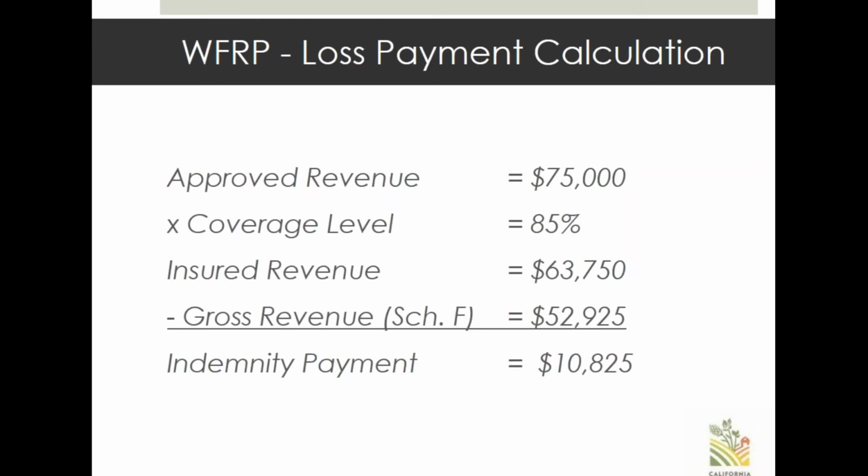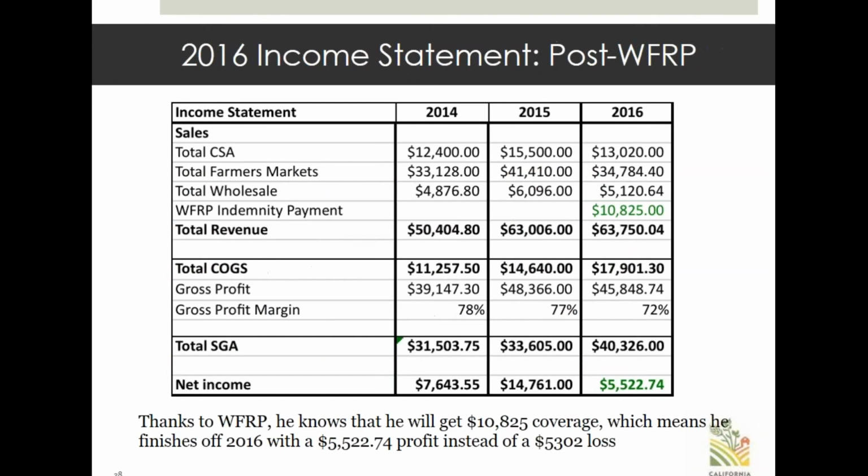Since he knew he had crop insurance and that this was likely a reality, he adjusted his income statement on January 2nd when he filed his taxes, once he figured out his Schedule F, and built the indemnity payment into his overall revenue. He was able to say, since I know I'm going to get this, I actually have a positive net income of $5,522, not a negative $5,302. So this is a great way to show how whole farm revenue protection can help buoy your business during tough times.